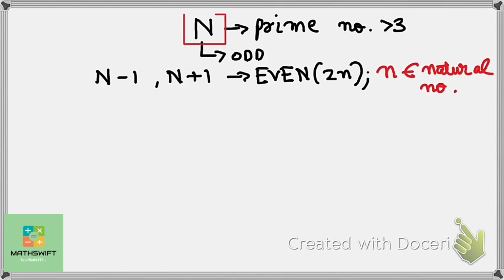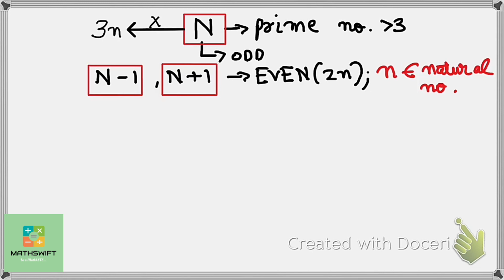If you notice, n minus 1, n and n plus 1 form a set of 3 consecutive integers. Now one integer in every 3 consecutive integers is a multiple of 3. N being a prime number, it cannot have 3 as a factor, or we can say it this way, that it cannot be a multiple of 3. Thus either n minus 1 or n plus 1 should be a multiple of 3.